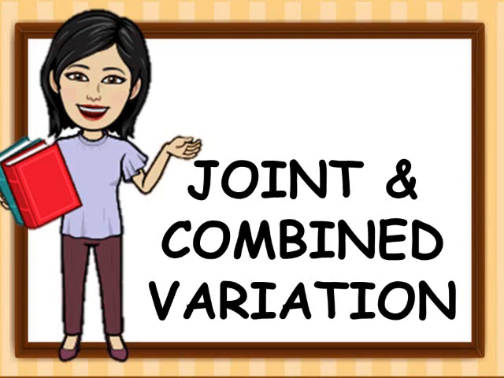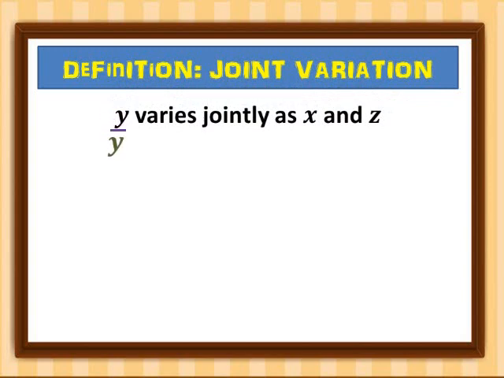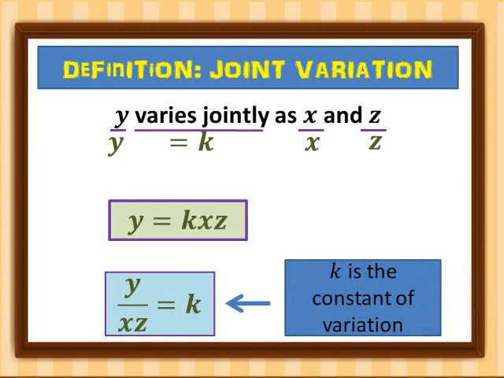Good morning once again. So this time let's have the joint and combined variation. So let's have first the joint variation. We have there y varies jointly as x and z. So our equation there will be y is equal to kxz, or we have y over xz is equal to k, where k here is the constant of variation.